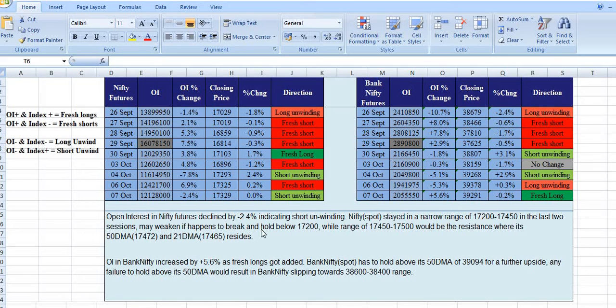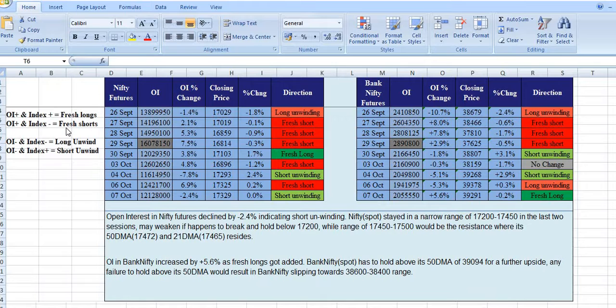Hi everyone, I am Jai Kumar, and in this video I will be explaining how to interpret the open interest data related to index futures, that is Nifty and Bank Nifty. This open interest is of all major participants: FIIs, DIIs, retailers, and HNIs. Every participant's OI is combined. I will be explaining how to read this.